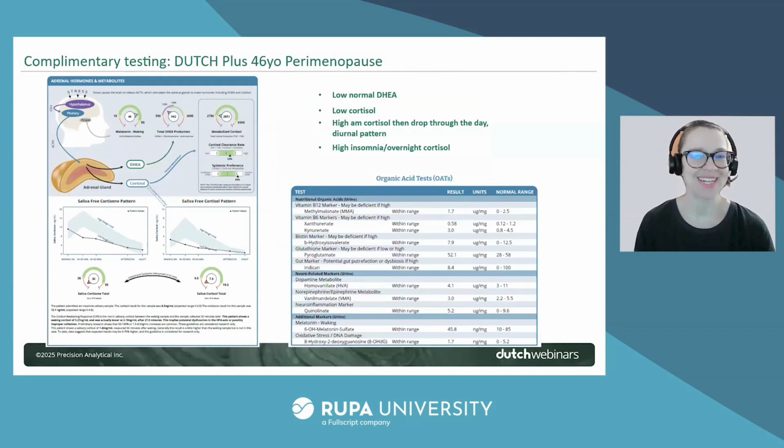And then we get to add on, in addition to that sex hormone information, adrenal and organic acid information. So the pertinent things for this patient are low normal DHEA and low cortisol. Her diurnal pattern is a little different than we might expect. It's a little high upon waking, and then it drops throughout the day. I know it's really hard to see, but she also took an insomnia sample, and her cortisol was high at 2 a.m. So we got to see that as well for her. Organic acids for this patient were quite normal. So in pairing a cycle map with additional Dutch testing, we can get a really comprehensive picture and dive deep into what's going on for that patient.